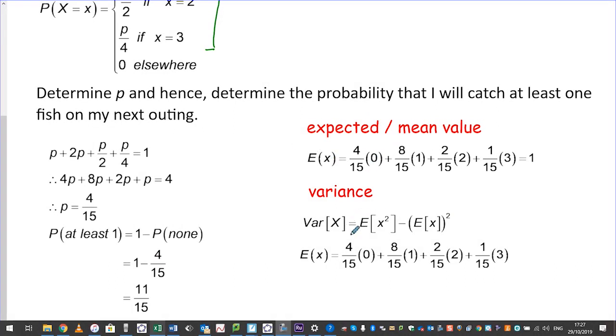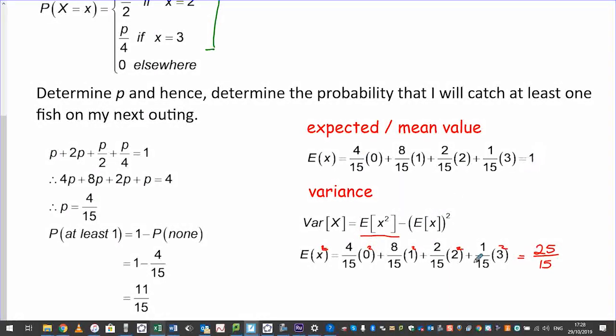Let's work out the variance now. Remember this formula that we saw just now. The E of X we worked out up here. For E of X squared, we just square all these numbers here. I think I'm right in saying that we're going to get nothing from here. We're still going to get 8/15 here. Here we're going to get 2 squared times 2, that's another 8/15, so we get 16/15, and here we're going to get 9/15. We're going to get 25/15 in total. So that's this piece of the formula.